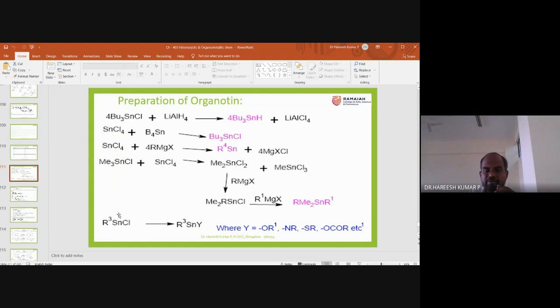That means it is possible to replace the chlorine attached to the stannic element. So that is the reason this type of reaction is also possible, and this is also an organotin compound. So with this, I will go to the next slide. The next slide will give you the reactions of organotin compounds. So look here, this is the one.